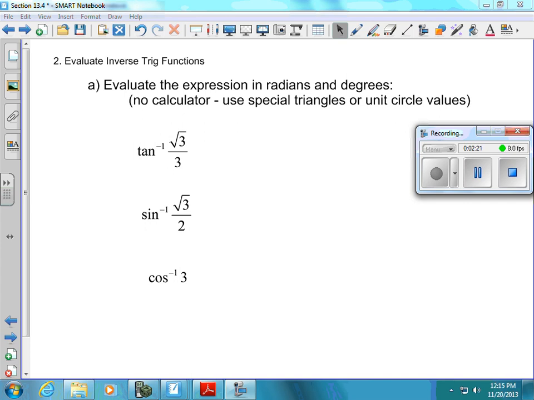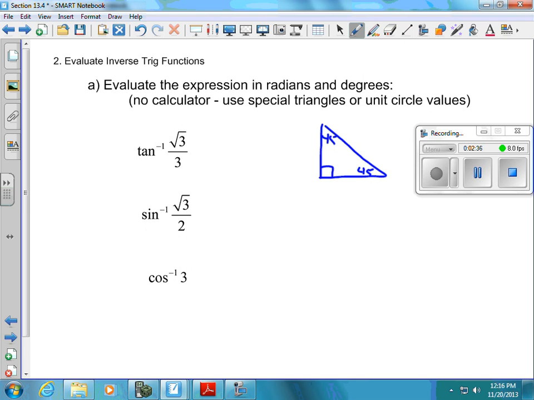So, what triangle has square root of 3 in it? Is it a 45, 45, 90, or is it a 30, 60, 90? Well, let's draw them both out and let's compare. So 45, 45, 90 is a 1, 1, square root of 2. I don't see a square root of 3 on that one. How about a 30, 60, 90 degree triangle? Well, 1, 2, square root of 3. I see a square root of 3 there.